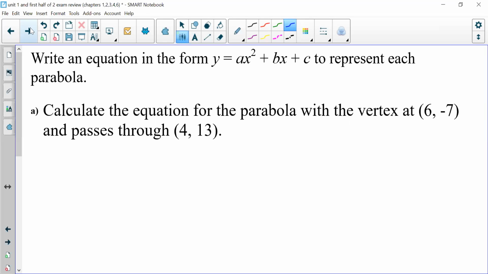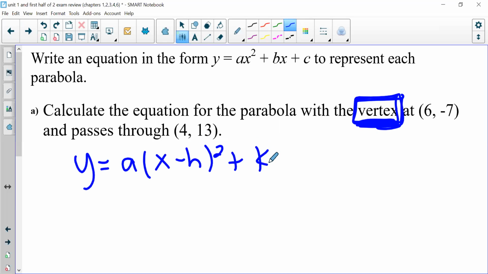Who remembers how to do this type of question, or at least has a guess? I guess my first question is, can you start with standard form? Do I know A, B, or C? No. Okay, so I can't start with standard form. So what are your suggestions? Matthew, keep going. What did you just say? I was going to say vertex form. Yes, look, I gave you the vertex. That is your visual clue that you are going to start with vertex form.